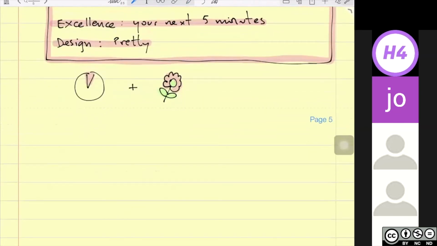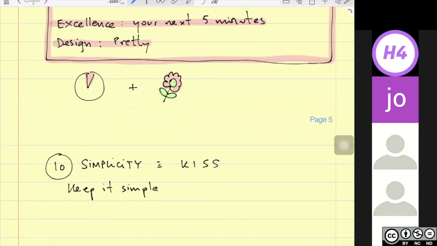So number 10, simplicity, or in other words, keep it simple, sister.